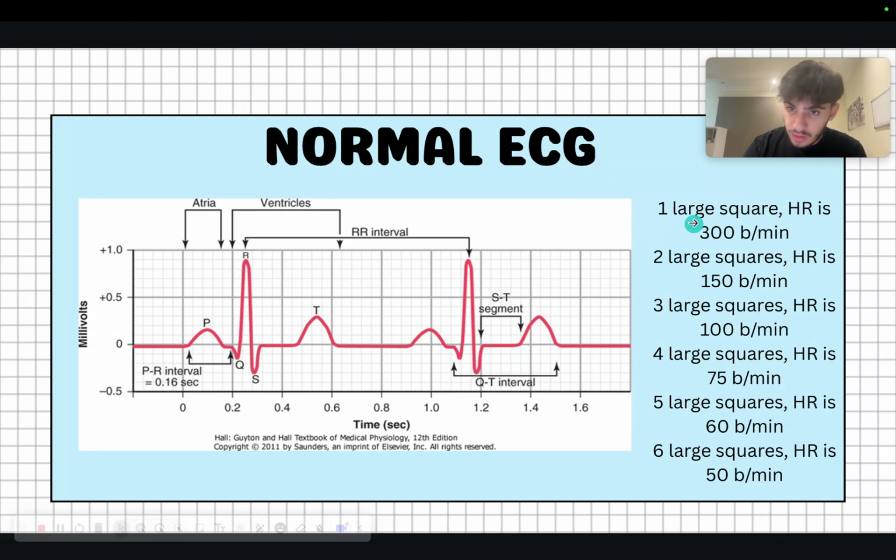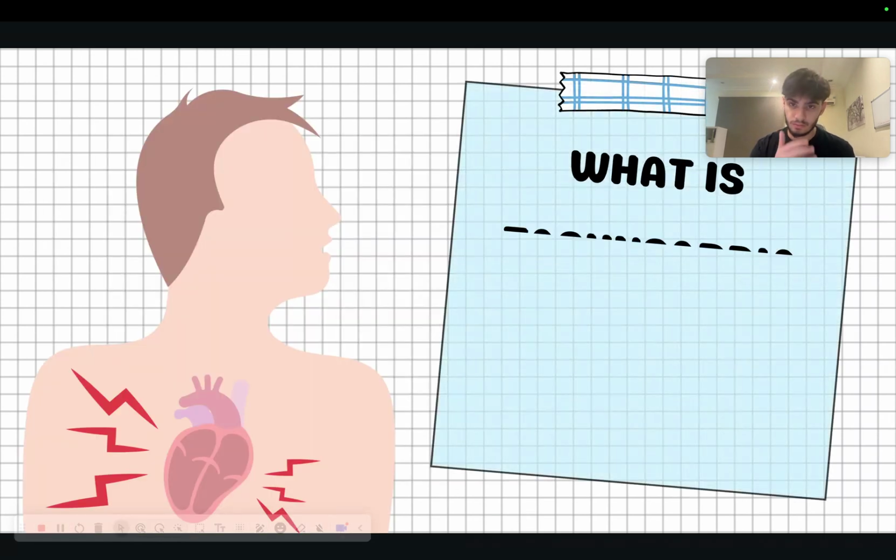Now, what they mean here by one large square, two large squares, three large squares, is the difference of squares between the R intervals. So as you can see here, we have how many square differences? We have 1, 2, 3, 4, 5, which in this case is 60 beats per minute. And yeah, that's basically what you need to know about this.